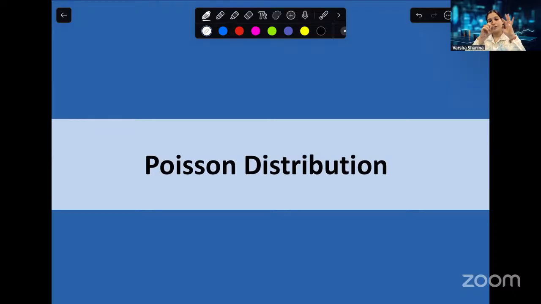Now, there were four conditions. First, the number of trials should be finite. The trials are independent, with replacement situations. The events have to be mutually exclusive and exhaustive, and there can only be two outcomes, success and failure. Conditions are the same. In addition to that, two more conditions are required. If those two conditions are satisfied, then we say that binomial distribution can be approximated to Poisson, or in other words, Poisson distribution is an approximation of binomial under two conditions.